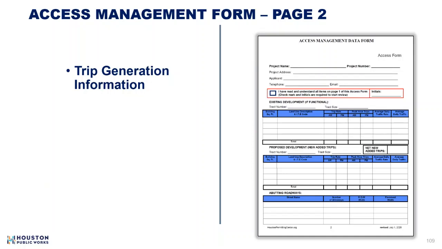The second page captures trip generation information, normal information that you'll see, just tabulated a little bit differently. We also want a place on there to catch net new added trips. So it's a place where you can put existing trips generated, the proposed, capture the difference, and we can look at that and appropriately determine how this will affect the city's assets.